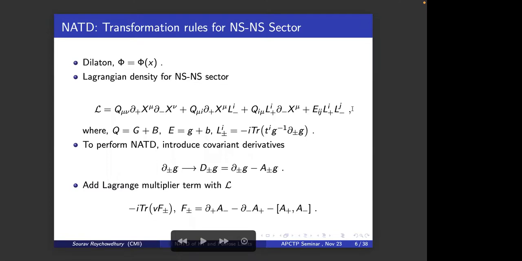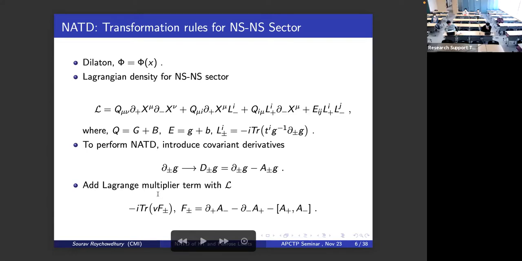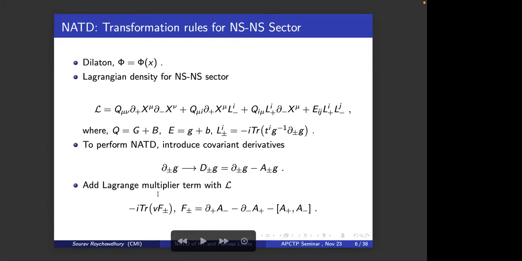Now we add a Lagrange multiplier in the worldsheet Lagrangian in order to impose flat connections. However, now there are two paths. If you consider the equation of motion for the Lagrange multiplier, it effectively means the curvature vanishes and you will go back to the original Lagrangian.